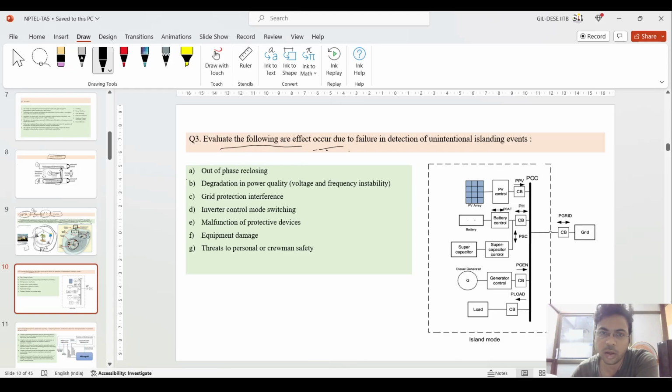This is one of the questions I have given: you have to evaluate the following effects that occur due to the failure in detection of an unintended islanding event. It means that when I want this microgrid to be isolated from the main grid, at that particular situation it failed to operate. So what kind of failure effects can come? You have to tell me which options are correct from A to G.